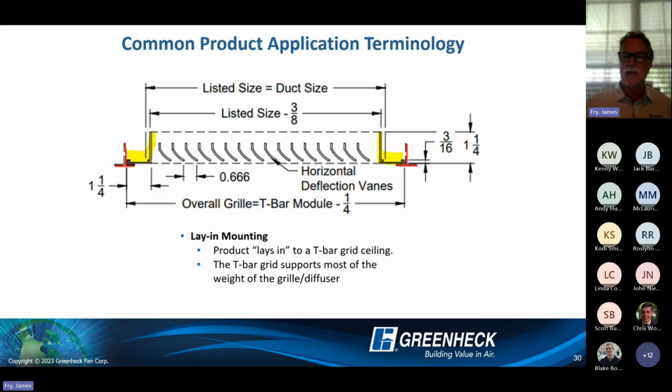Some mounting considerations when you're deciding what type of ceiling you're going to use. We can provide different mounting styles for all of our air distribution. So typical terminology, we would say lay-in mounting for T-bar grid ceilings. This was an example of that. Note that you're going to have a smaller duct connection because you're going to undersize the neck to fit the 24 or the 48-inch T-bar spacing.